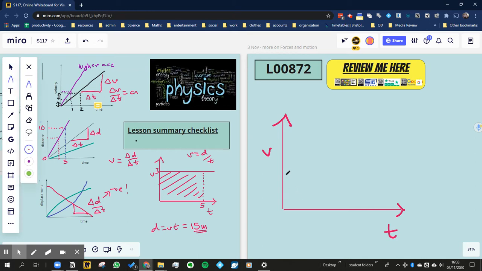So let's say that the velocity was just all over the place. It went up and down like that, whatever it might be. What I'm saying is the area underneath that graph is the distance. So how can we prove that?